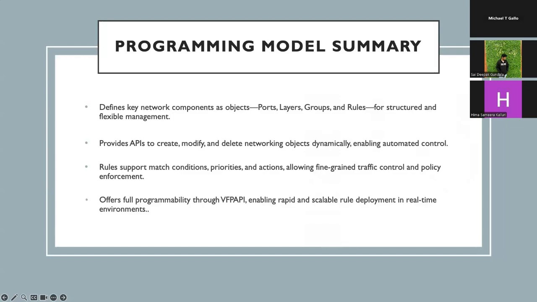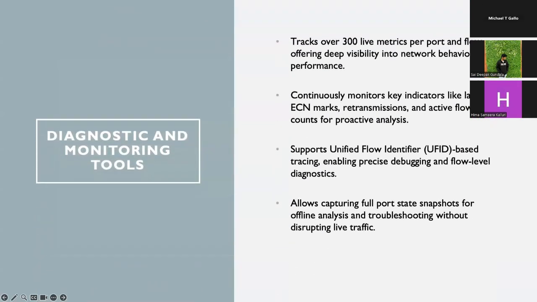Rules are highly configurable. Each rule can define match conditions like IP or port, set a priority to determine evaluation order, and specify actions such as allow, drop, or mirror. This gives us very fine-grained control over traffic behavior. All of this is tied together with the VFP API, which is optimized for performance. It allows us to rapidly apply changes to the data plane without sacrificing throughput, making it ideal for large-scale and real-time environments. And next, coming to diagnostic and monitoring tools.